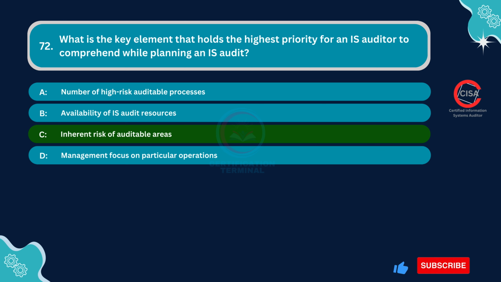Inherent risk refers to the susceptibility of an information system or process to error or fraud before considering any controls. Understanding this inherent risk forms the foundation for the entire IS audit plan. By prioritizing areas with the highest inherent risk, the IS auditor can allocate resources effectively and focus on the most critical areas where controls are most essential. Knowing the inherent risk allows the auditor to tailor specific audit procedures to address those risks. For example, high-risk areas might require more extensive testing compared to low-risk areas.